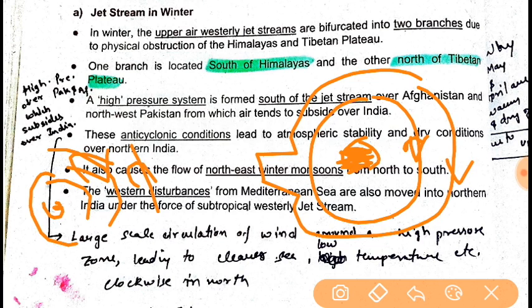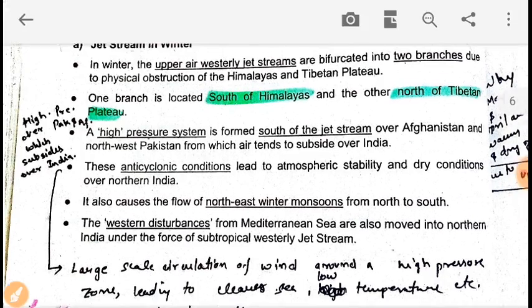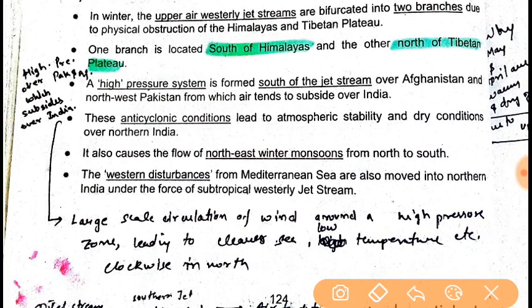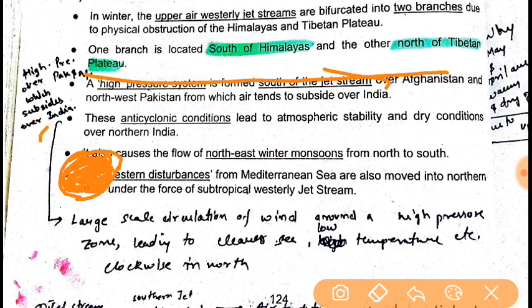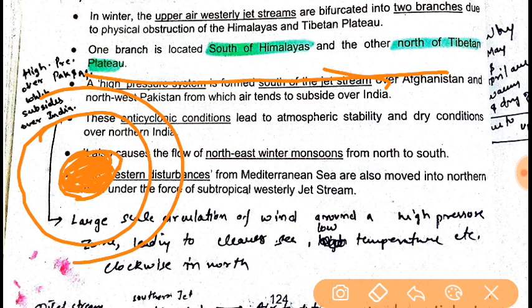Now during the winters, there is that westerly jet stream, the bifurcated branch south of the Himalayas. Then over northwestern Pakistan and India, there is a high pressure zone around which these winds are whirling in a clockwise direction. Now these winds are responsible for bringing in western disturbances, and since this is a high pressure zone, winds would be subsiding over the Indian plateau.